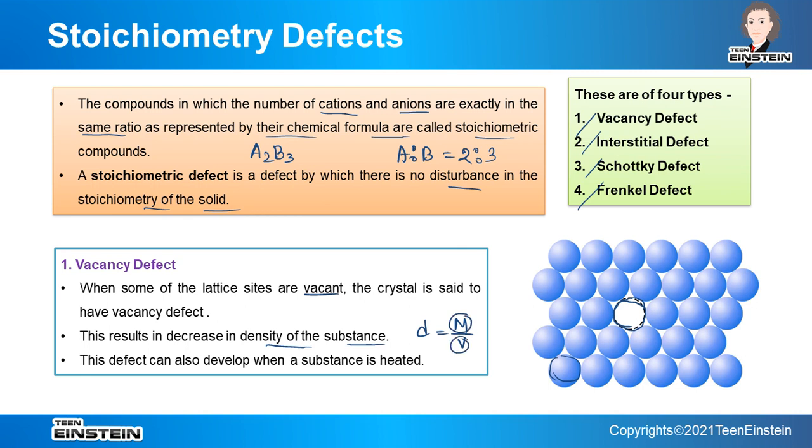So density will decrease. And this defect can also develop when a substance is heated. When it is heated, we are providing thermal energy, and because of that energy, this particle may be removed. Because to remove this particle, there must be some energy. That is why it may form when the substance is heated, but it is not mandatory that for a vacancy defect we have to heat it.